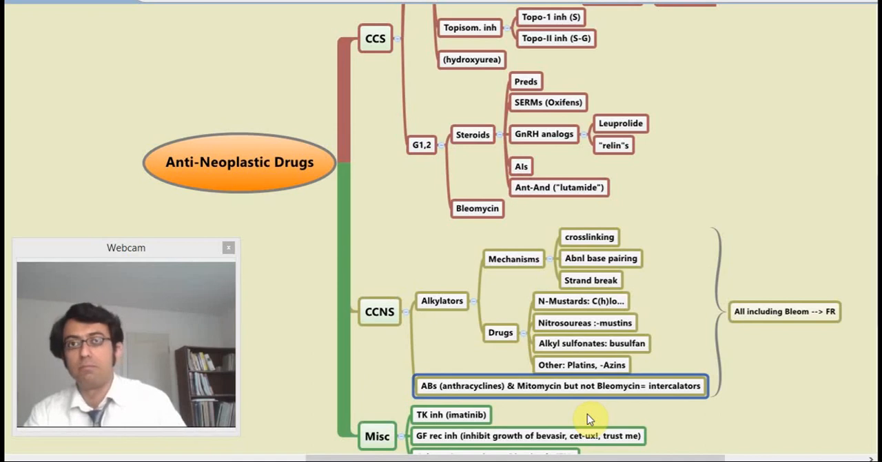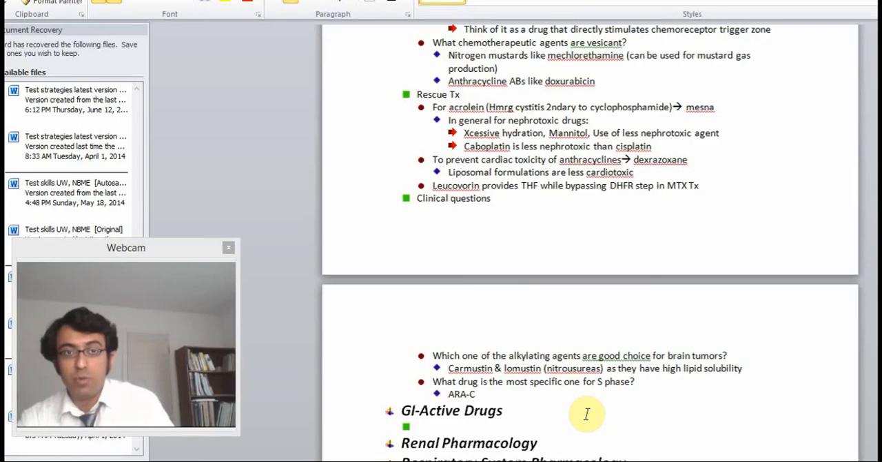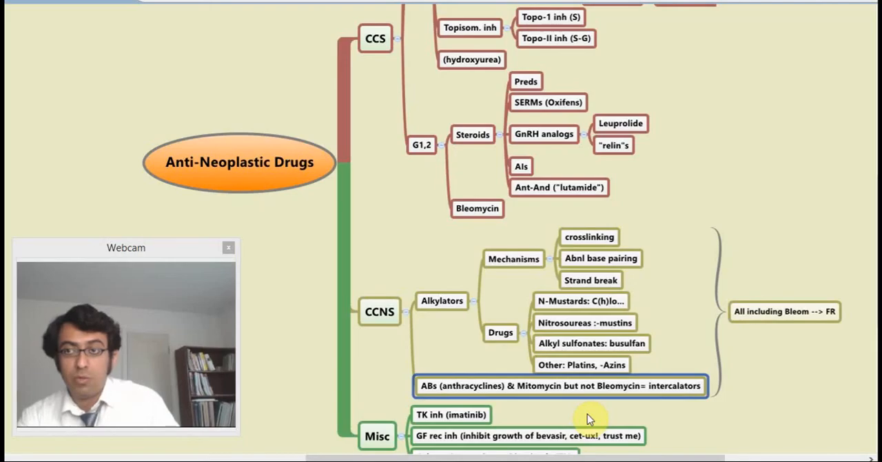Which one of the anti-cancer drugs have a vesicant effect? They include nitrogen mustards, especially mechlorethamine, and anthracycline antibiotics. Which one of the alkylators is a good choice for treatment of brain tumors? They include nitrosoureas such as carmustine and lomustine because of their high lipid solubility.